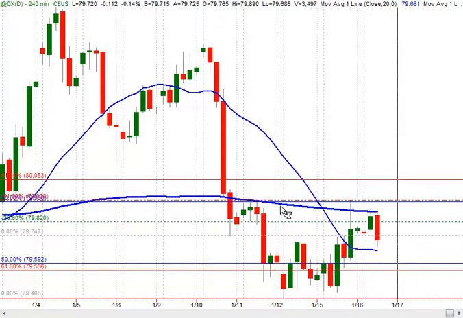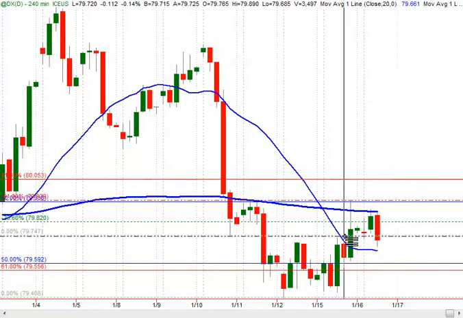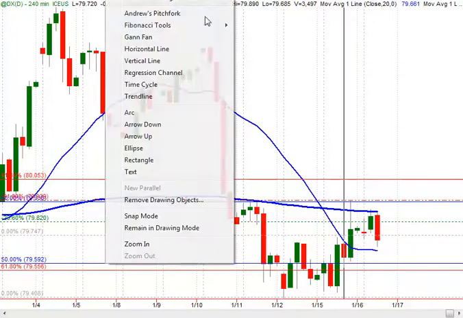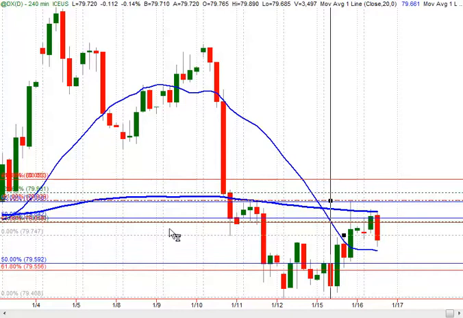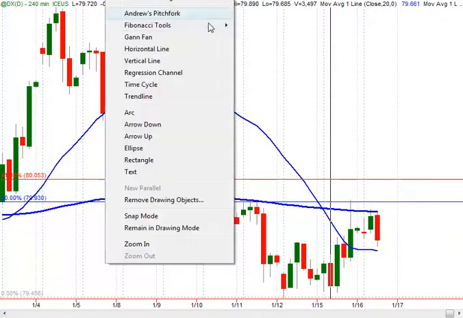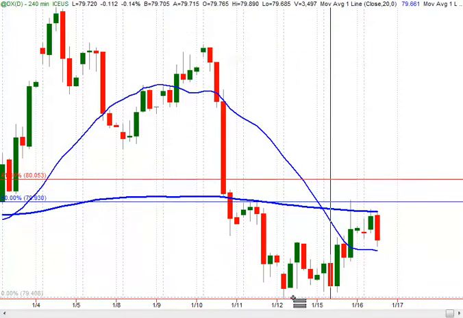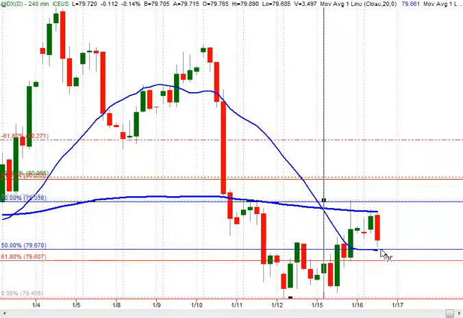So the next long setup in the sequence failed, however, as we can see here, because price came below the 79.80 level here. So according to the rules, now we are going to test the alpha way back here, and that's where we are at the moment.